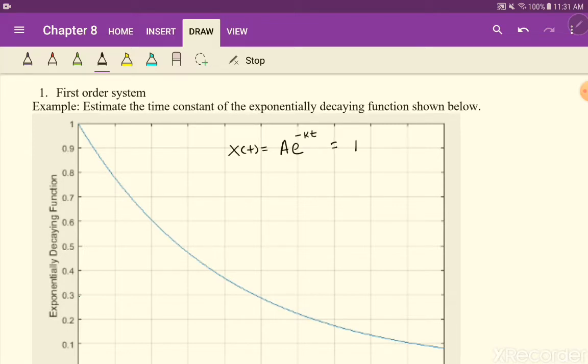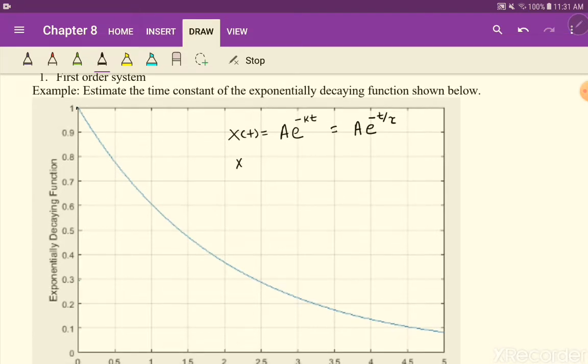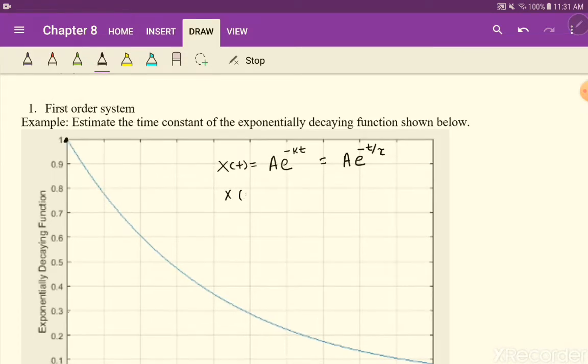In our case, if we use a time constant, it will be A times e to the minus t over tau. So what is A in this case? A is, when we just use this number right there, time is equal to 0. We have A times e to the 0 minus 0, that's equal to A. Looking at the graph, that's 1. So this is read from the plot.